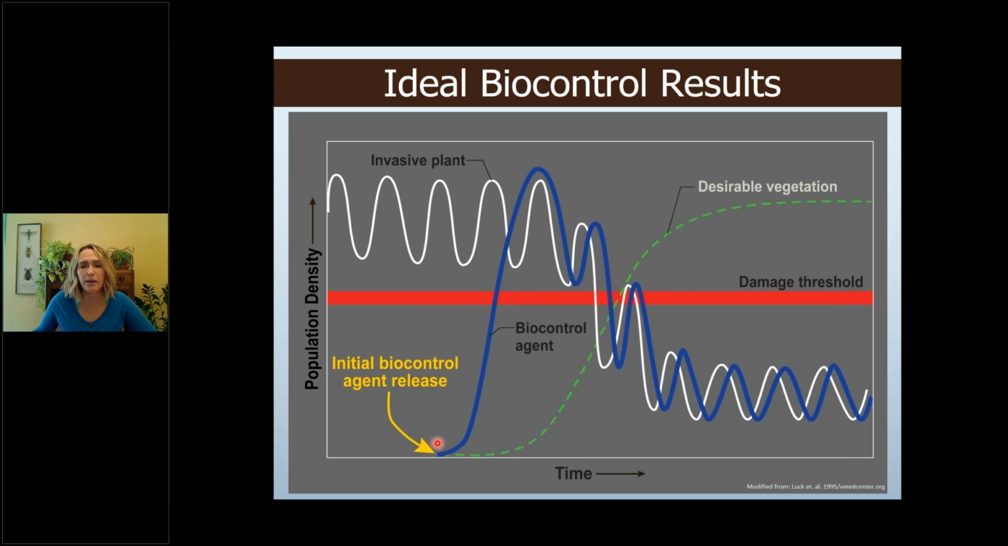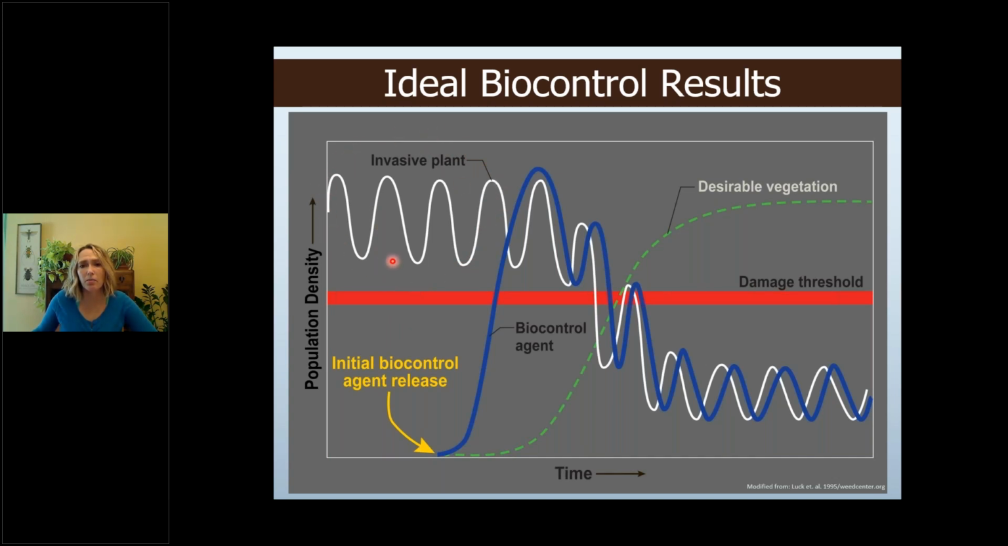So before we release a biocontrol agent, we have these invasive plants that are up above this damaging threshold. So their populations may go up and down in response to things like environmental conditions, stuff like that. But the key is we never see them dropping down below this damaging threshold. So at this point, this is a problem.